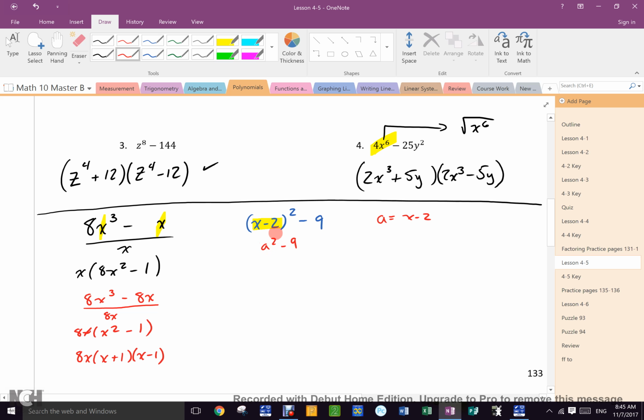What's the square root of a squared? A. What's the square root of 9? 3. Then what do I write? A plus 3, A minus 3. What's A? X minus 2. What letter is that? A. So what do I write there? X minus 2. X minus 2 minus 3. What's that?